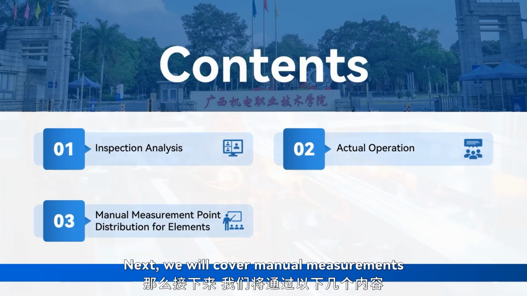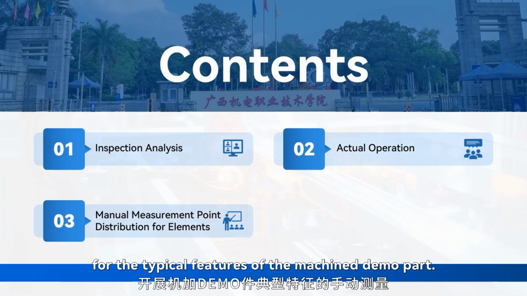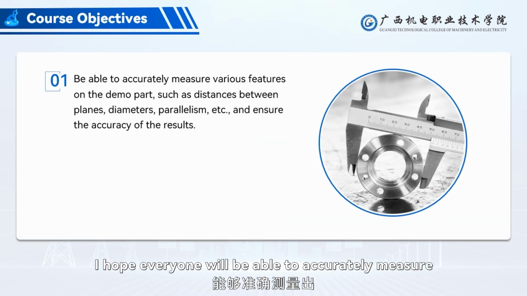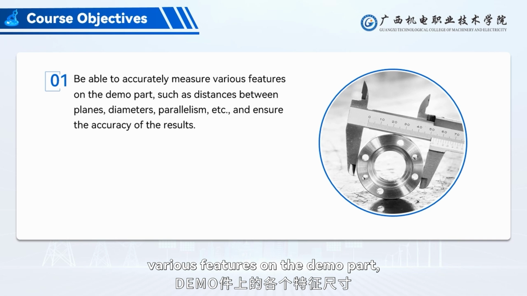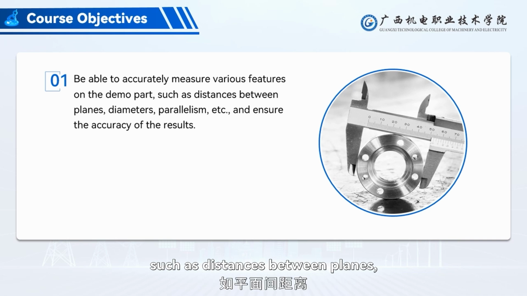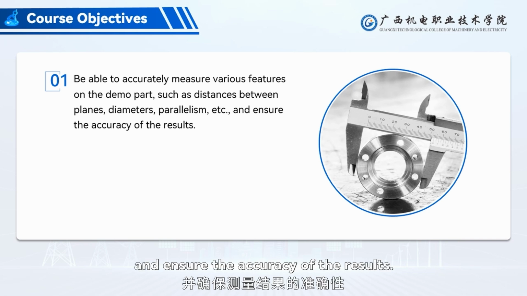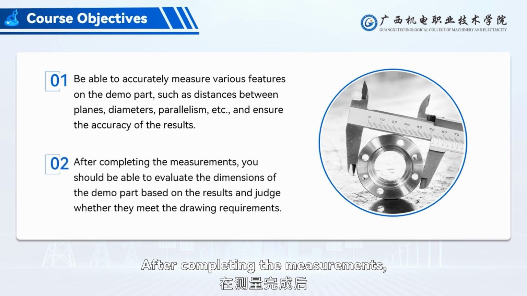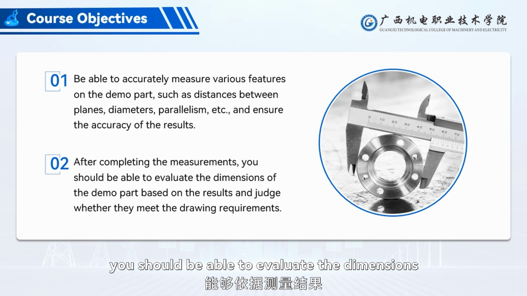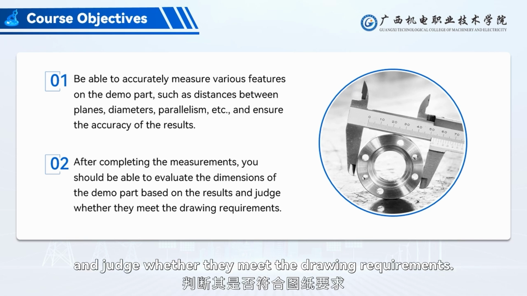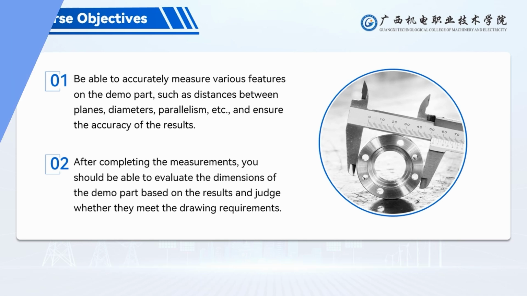Next, we will cover manual measurements for the typical features of the machine demo part. Through this hands-on session, I hope everyone will be able to accurately measure various features on the demo part, such as distances between planes, diameters, parallelism, etc., and ensure the accuracy of the results. After completing the measurements, you should be able to evaluate the dimensions of the demo part based on the results and judge whether they meet the drawing requirements.